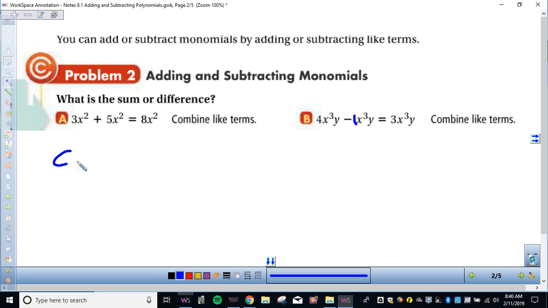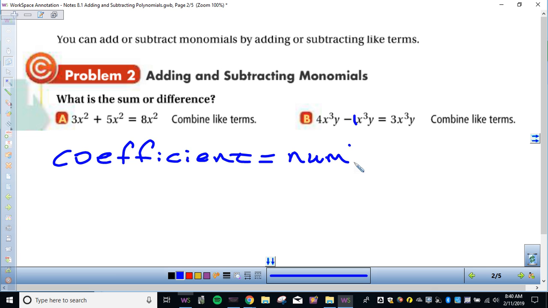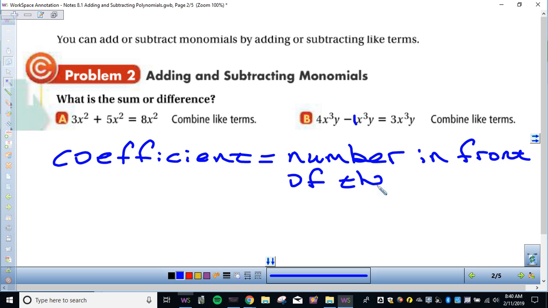Wait, so after the... Go ahead. Leave the exponents alone. Yep. Oh, shoot. So coefficient is the number in front of the variable. Wait, is this for a problem or just like that?